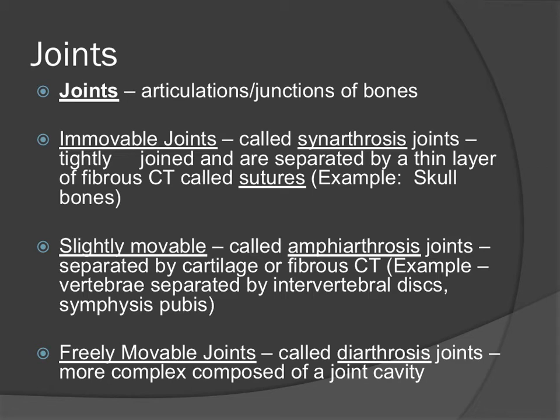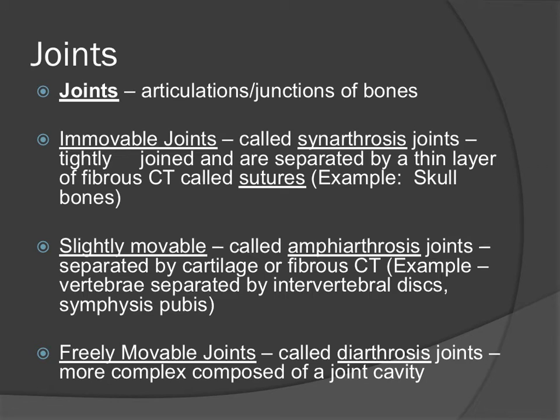So immovable joints, these are placed in the body where 2 bones are joined together, but where little or no movement is normally possible and where no joint cavity exists. Example would be the joints in the pelvis or joints between the teeth and the mandible. Slightly movable, called amphiarthrosis joints, are separated by cartilage or fibrous connective tissue. An example being the vertebrae separated by intervertebral disc, or the symphysis pubis, which is the cartilage area in between the pubic bones that expand for childbirth.